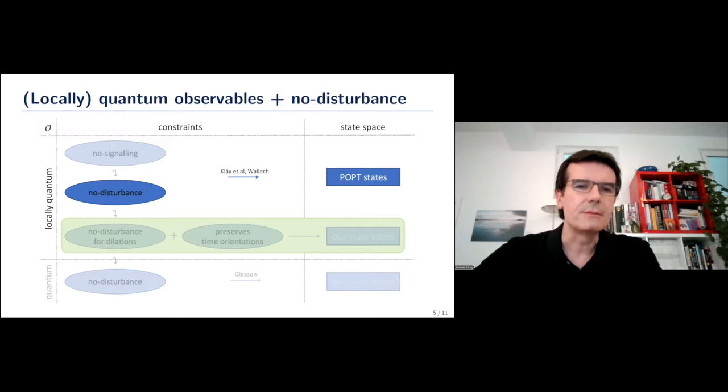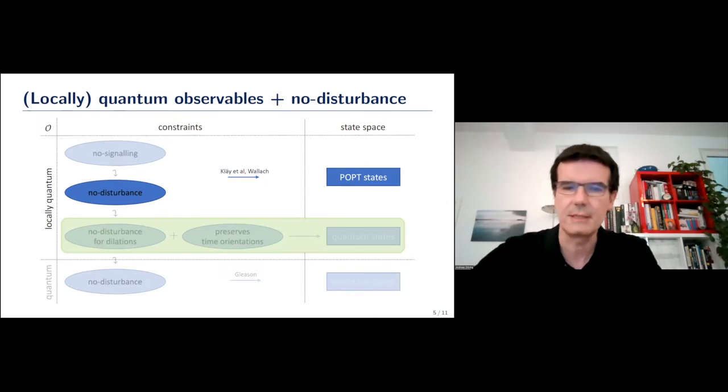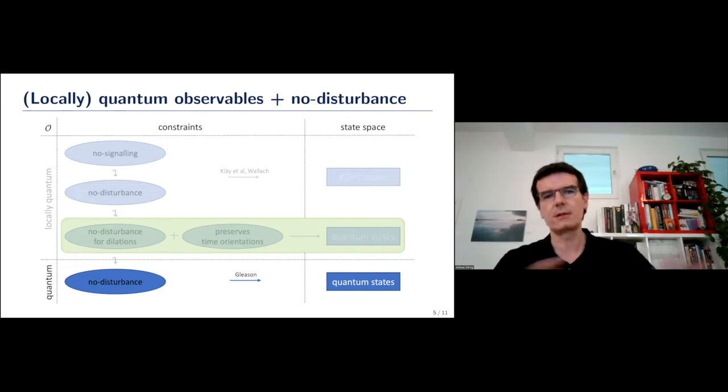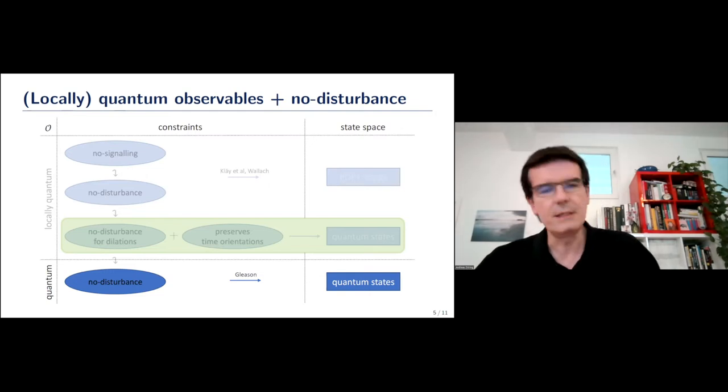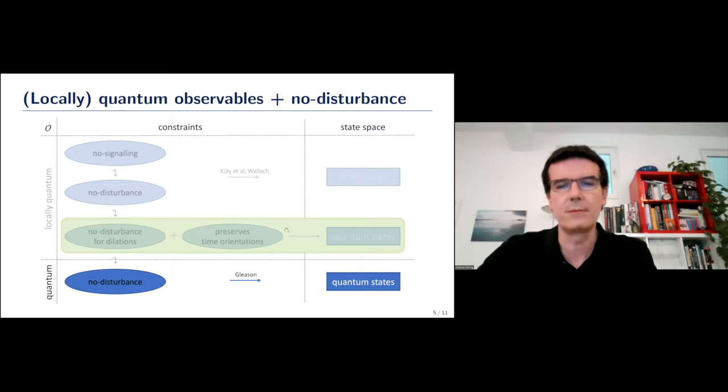What does this give us? Well, if you look at this theorem already cited by Clay and others, they implicitly used no disturbance already. We are still at the level of pure POPT states. This does not help us yet so much, so we need a bit more to restrict further. But interestingly, you can observe that if you have a single system, not a composite system, then no disturbance is exactly the kind of conditions you need for Gleason's theorem. So if you have a probability distribution for a single system and it fulfills no disturbance, you know it comes from a quantum state already by Gleason's theorem.